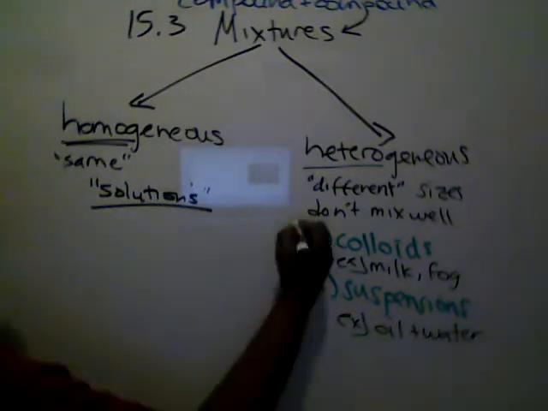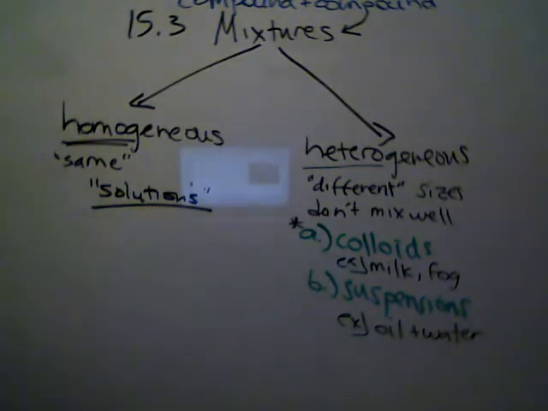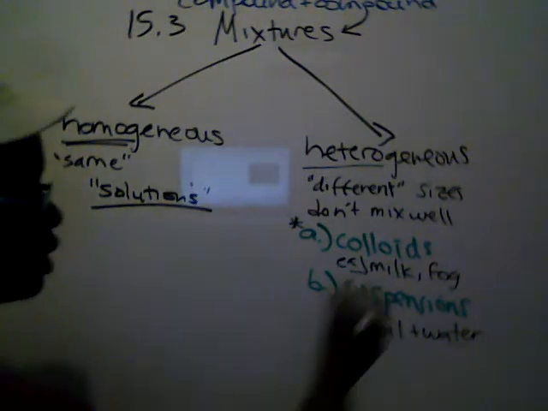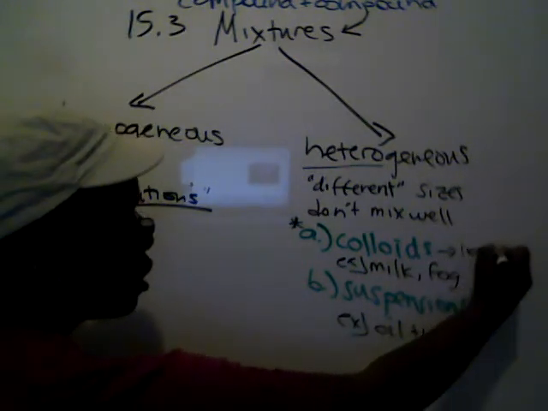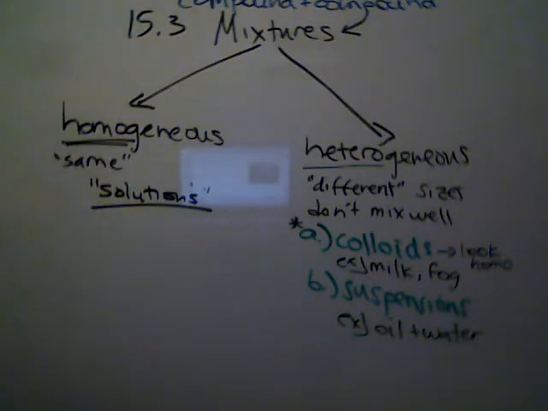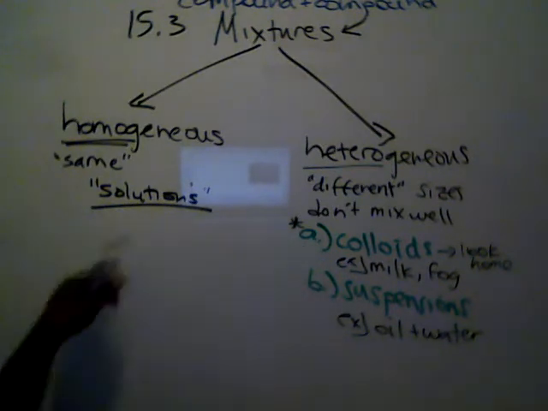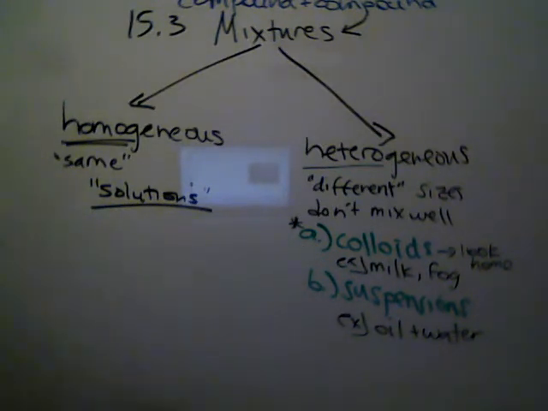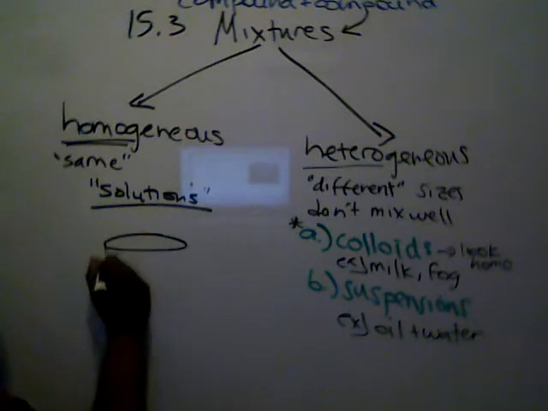Now, one of the things about colloids is colloids are a little tricky. Just like we would think milk is homogeneous, colloids actually look like they're homogeneous. So they look like homogeneous mixtures, but we actually have a little test that we can do just to be sure whether it's a homogeneous mixture or not. So let's say that you have a container of some unknown fluid.